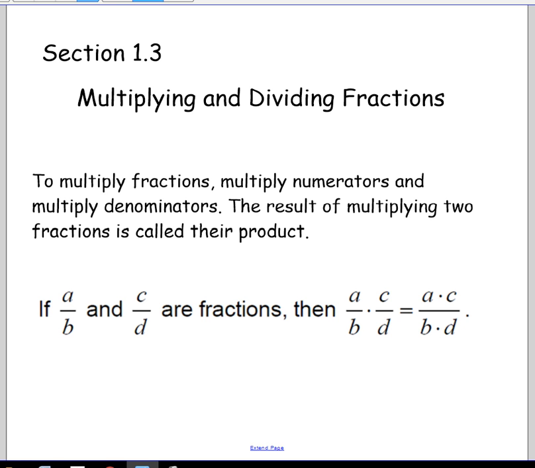To multiply fractions, multiply the numerators and multiply the denominators. The result of multiplying two fractions is called their product. If a over b and c over d are fractions, then a over b times c over d equals a times c over b times d.